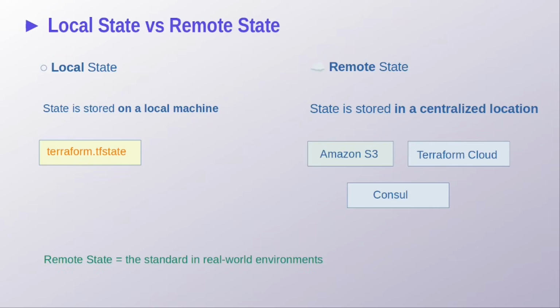Remote state means the state file is stored in a central location. Common examples: AWS S3, Terraform Cloud, or Consul. Why is remote state better? Remote state gives you shared access for the whole team, better security, backup and versioning, and state locking. This is why remote state is the standard in production.